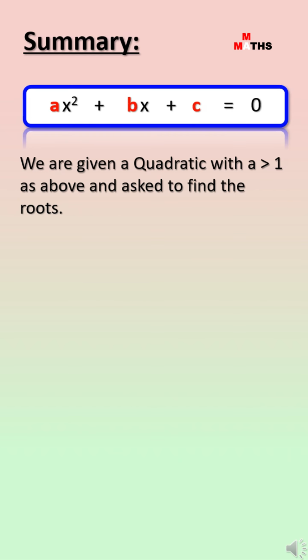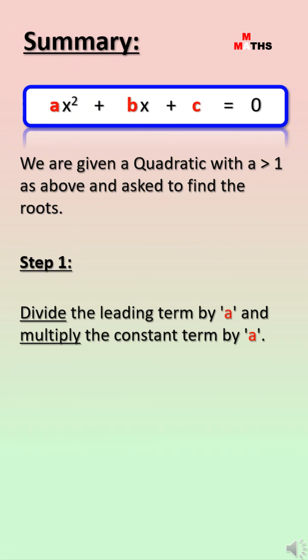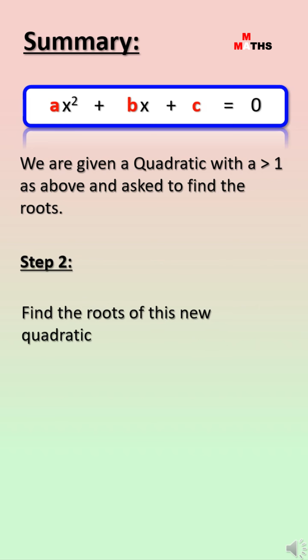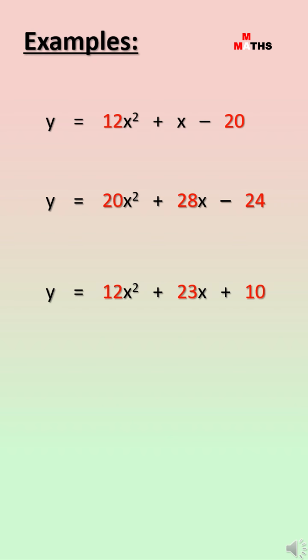Summary. We're given a quadratic with a greater than 1 as above, and we're asked to find the roots. Step 1. Divide the leading term by a and multiply the constant term by a. Step 2. Find the roots of this new quadratic. Step 3. Divide these roots by a, and that's your answer. Finally, here are 3 examples to practice with. You can pause the video to read them. In the next video that I do, I'll be showing the answers to these.